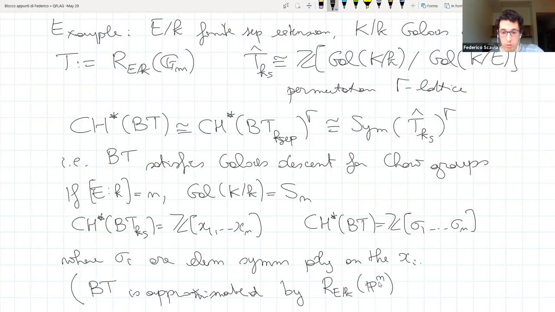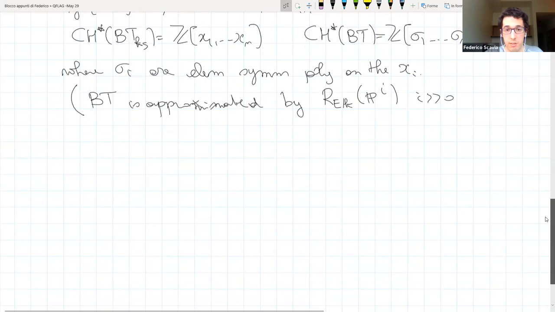So, where i becomes larger and larger. And for these varieties, the Chow motive of these varieties has been computed, and it's a direct sum of Chow motives of separable extensions.